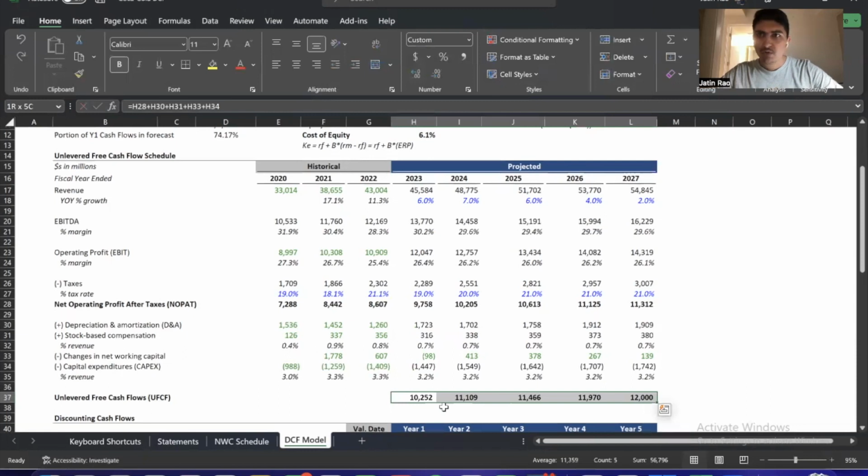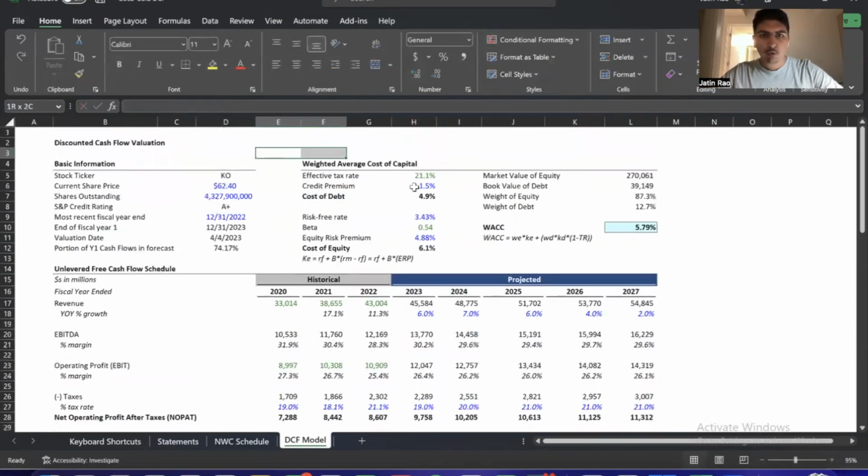Now, the important part is, what do we actually discount them by? So this gets us to our weighted average cost of capital. Here, I'm going to take a break, and I'm going to explain weighted average cost of capital really quickly. Make sure I'm still recording.